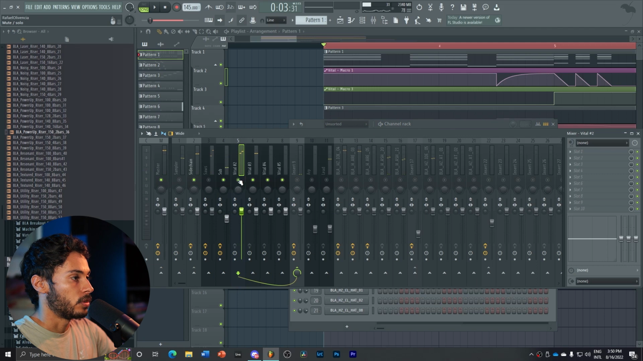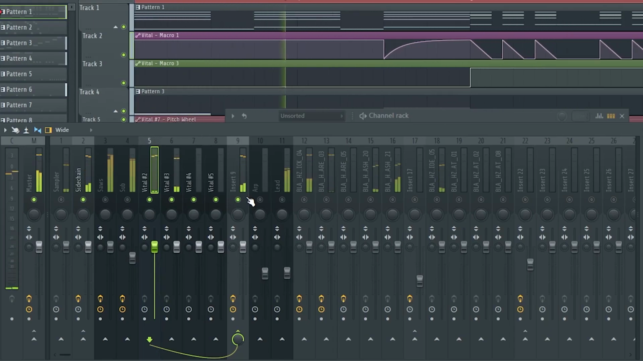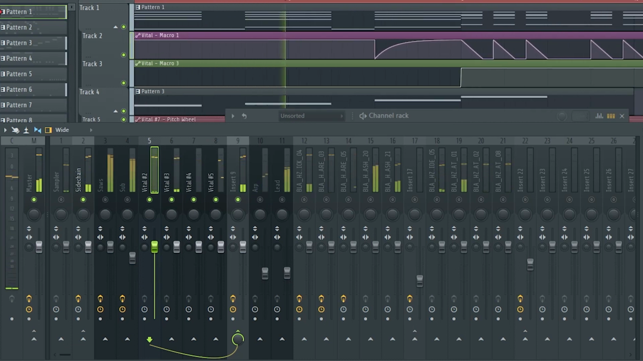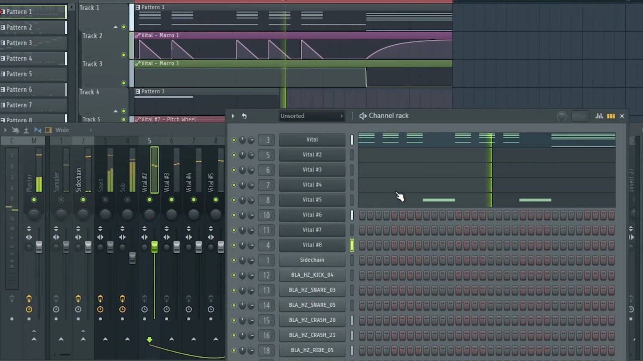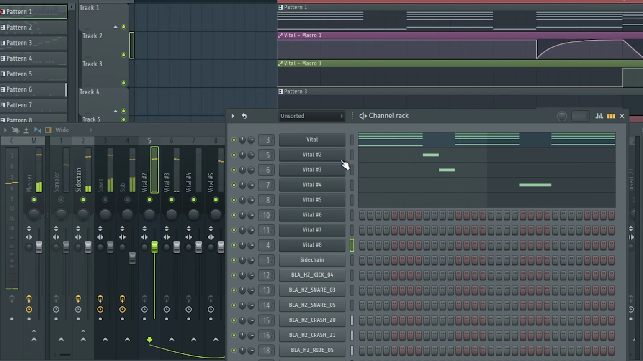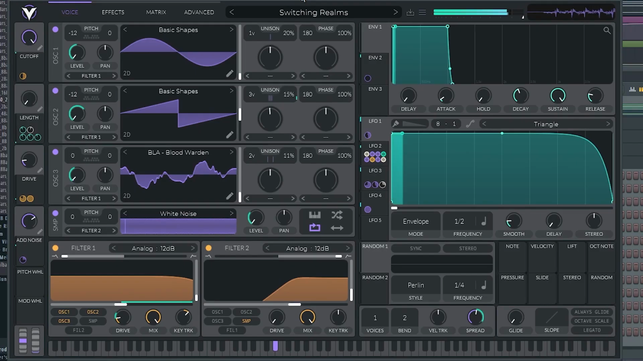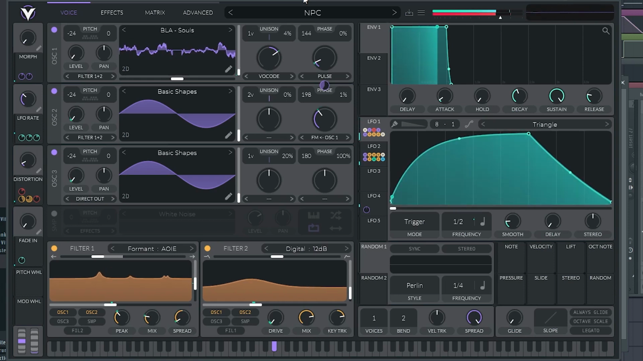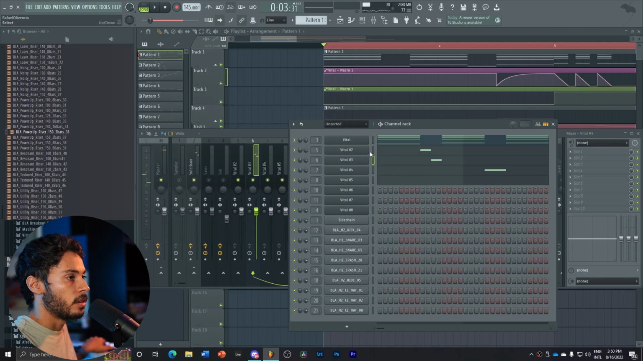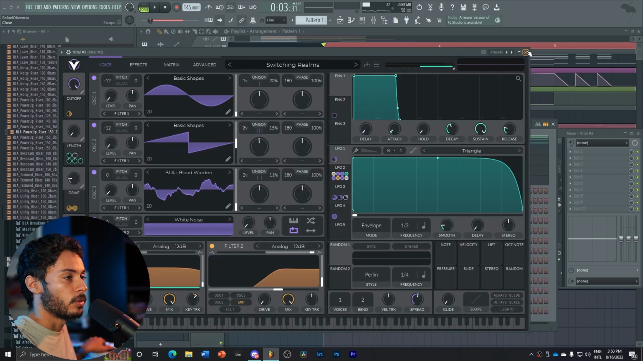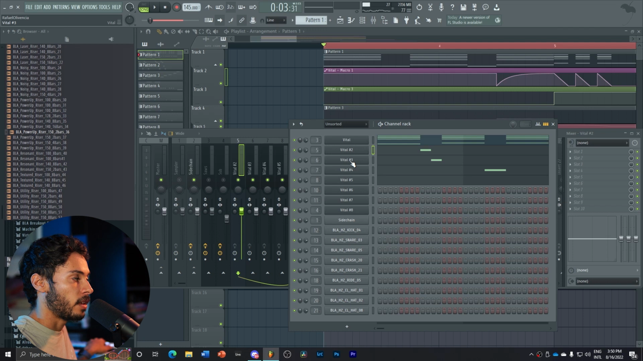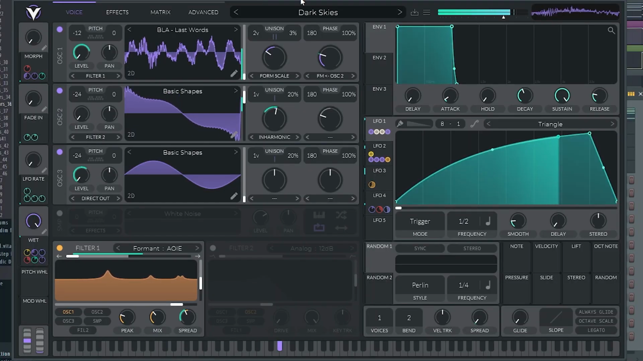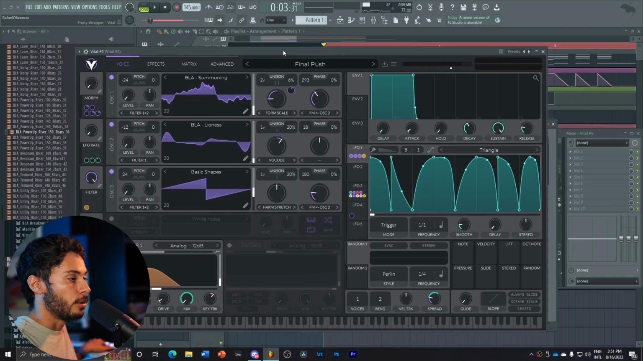Now if we go to our basses, which is where it's really interesting, we have some really cool presets. So we have here Switching Realms, which is that sort of pitch bending bass. We got here NPC, which is tied together with these basses right here. So we have Switching Realms, and the second part of that first bass stab is the NPC preset. Then we have here our Dark Side preset from Odyssey. Some really cool stuff. And then finally, we have our final push.